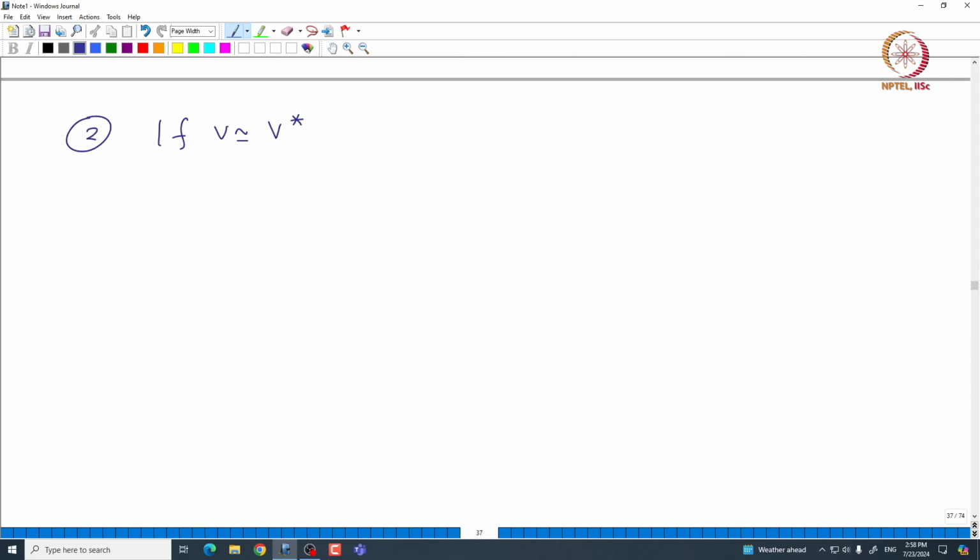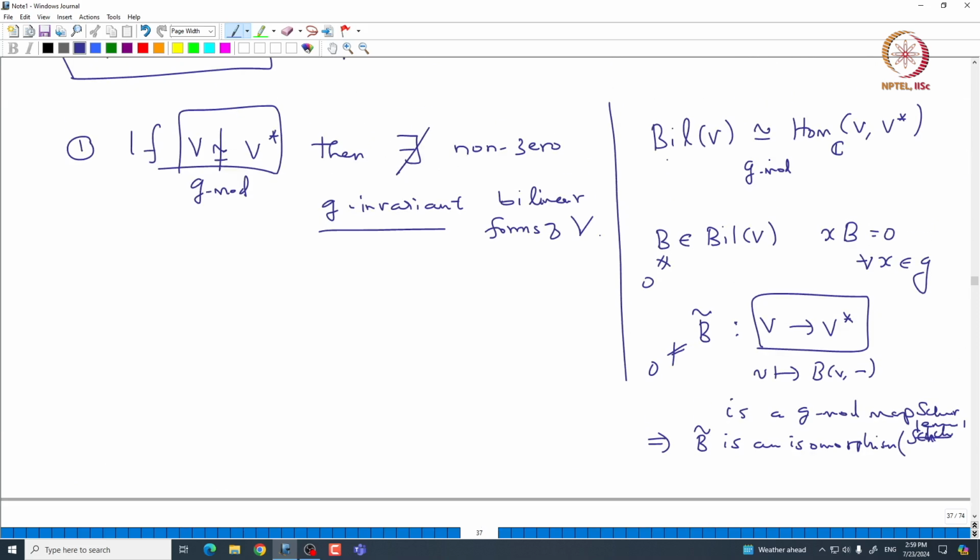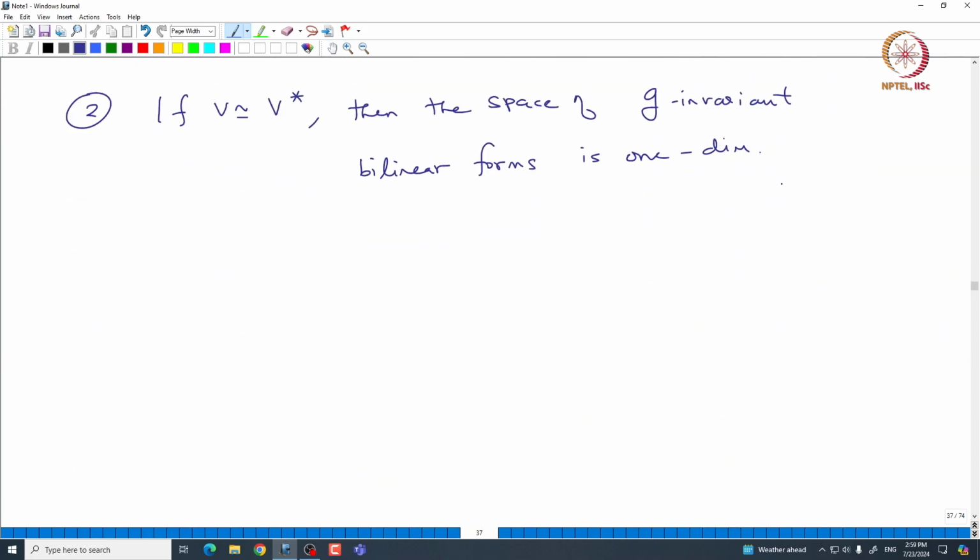Then the space of G invariant bilinear forms must be one dimensional. That again comes for free from this correspondence. Maybe I can rewrite this: BL of V G, the invariant bilinear forms, is isomorphic to Hom G of V comma V star, which is the G module maps.